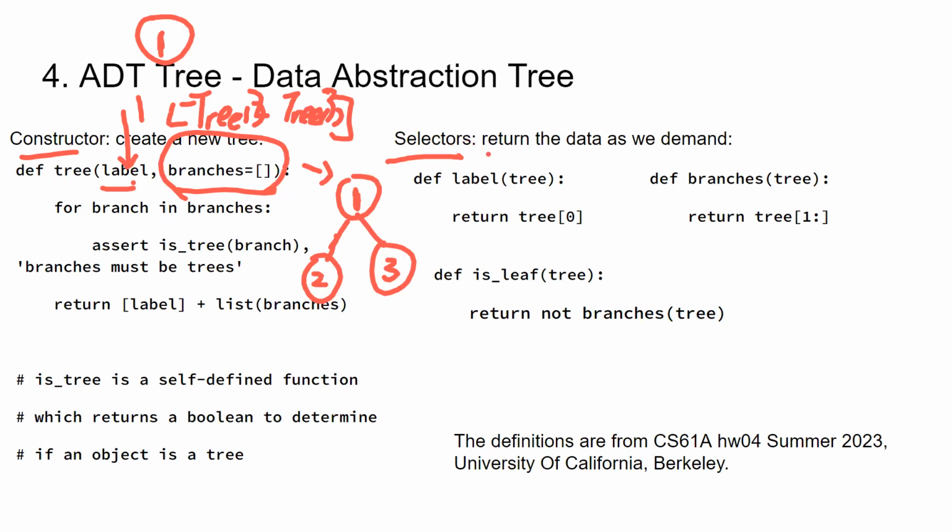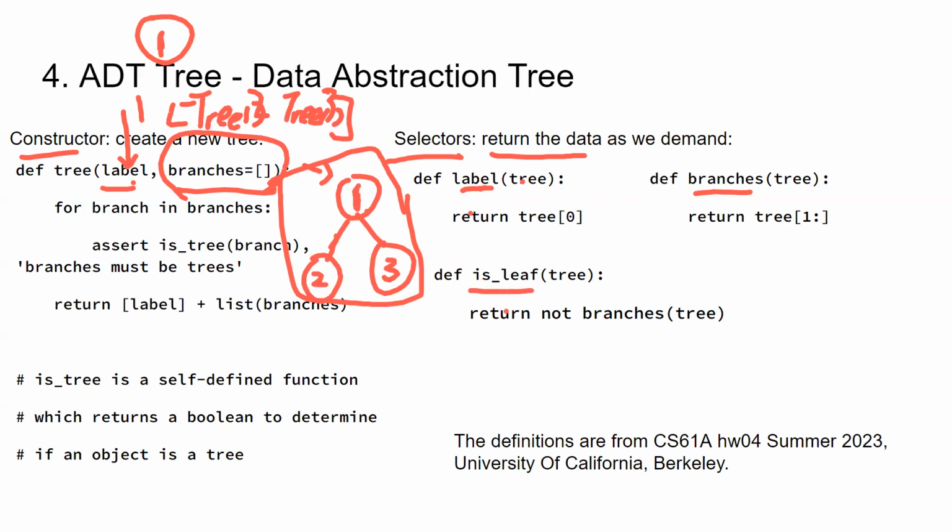And selector is to return the data as we demand. Suppose we want to know the label of a tree. When we pass this tree into the label function, it will return the parent node of this tree, so this is 1. So it will return 1. This is label. And branches will return the branches of this tree, so it will be tree 2 and tree 3. It returns trees, not labels. But for label, it will return the label.